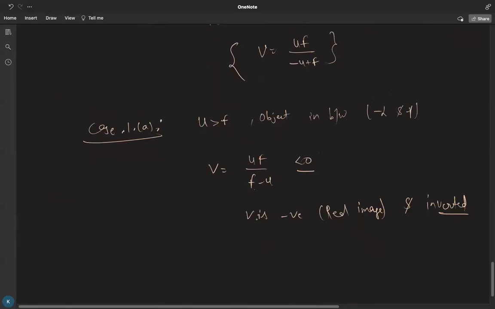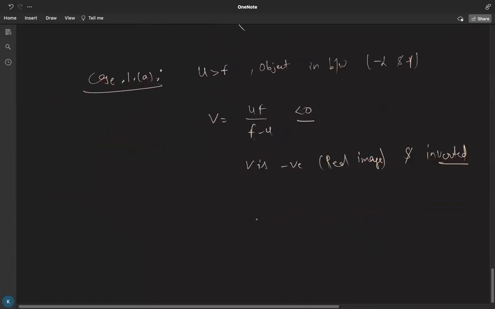Actually these are just easy things, right? Now let's take case 1b. Let me write a noted point here so that you can keep some points in mind. If the object and image are on the same side, then the image is inverted, and when they are on different sides, it will be erect.